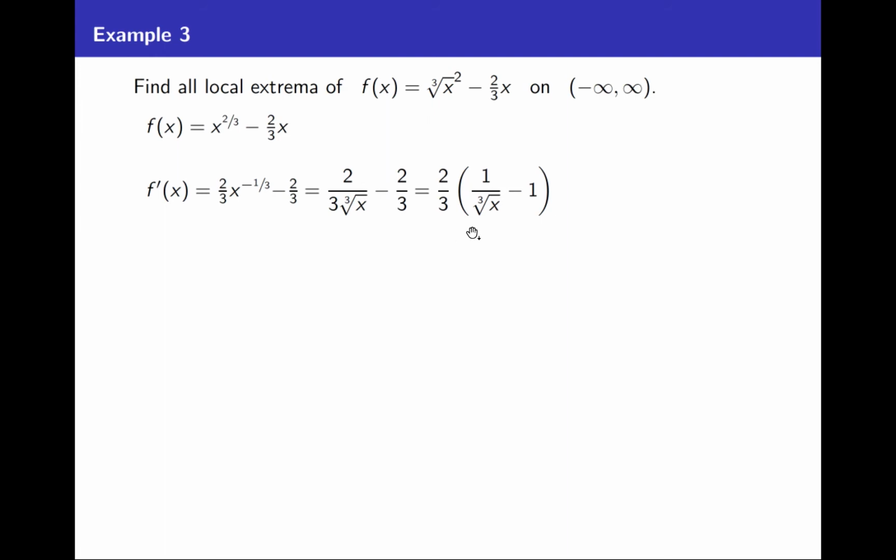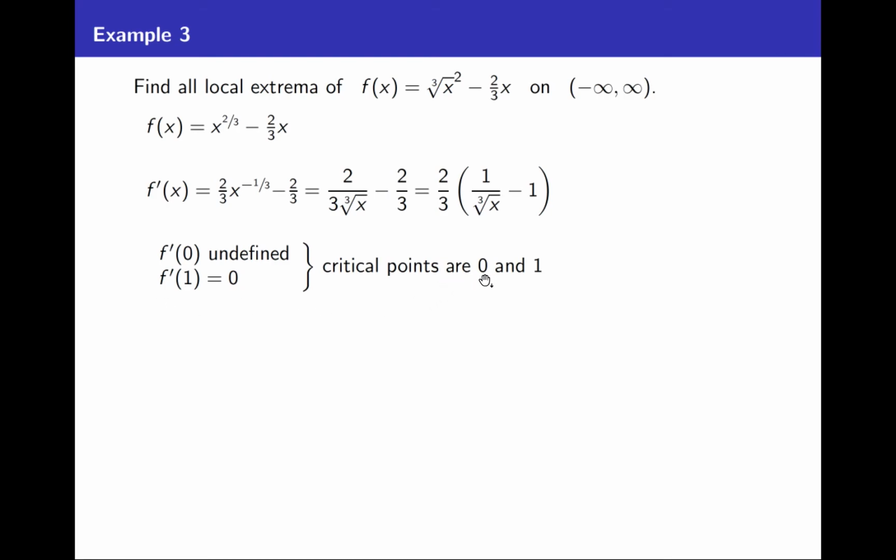But you could also get a critical point where the derivative is equal to 0. And this is pretty simple because if you just look at this factored form here, how could the derivative be equal to 0? Well, if this 1 over cube root of x minus 1 were 0, in other words, if 1 over cube root of x were 1, and that can only happen if x were equal to 1. So we get two critical points.